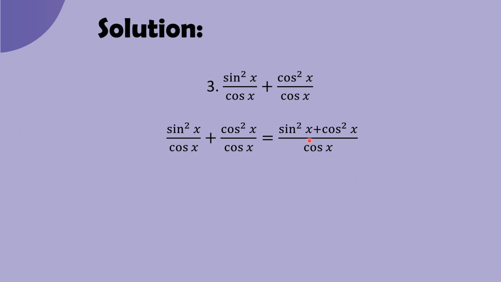Ano nangyari dyan? So, sine squared x plus cosine squared x, again, this is a Pythagorean identity. Balikan natin ha. Sine squared x plus cosine squared x is equal to 1. So, we're going to substitute it. Magiging 1 over cosine x. And 1 over cosine x is a reciprocal identity. Pag sinubstitute natin yan, that's 1 over cosine x, that is equal to secant x.